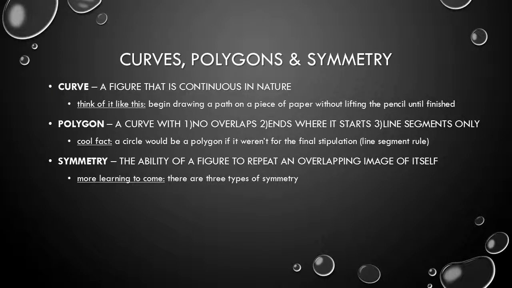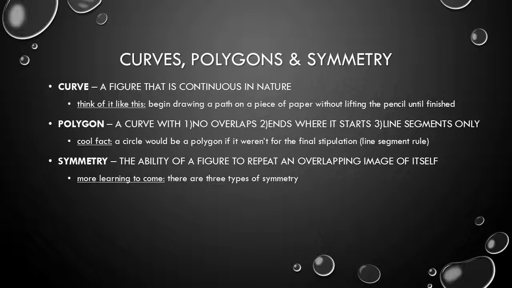So the first thing we're going to do is curves. A curve is a figure that is continuous in nature, so that way if you were to sketch something on a piece of paper, as soon as you picked up your pencil or pen, you have created a curve. A polygon is just a special type of curve. There are no overlaps, it ends where it starts, and line segments make up all of its sides. So a circle is not actually a polygon because it doesn't have line segments making up all of its sides.